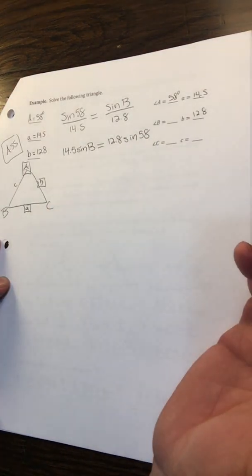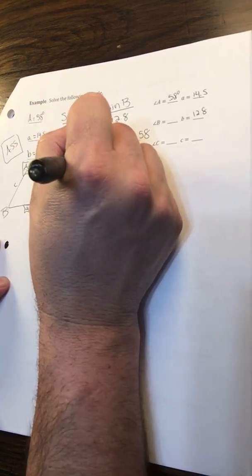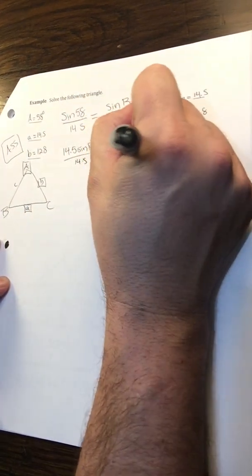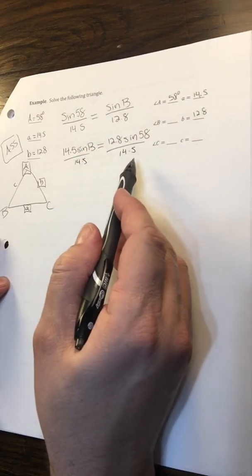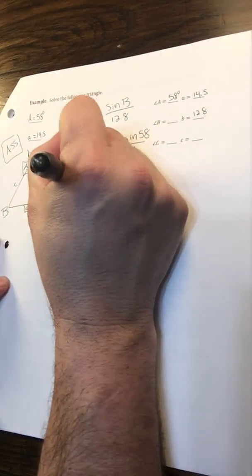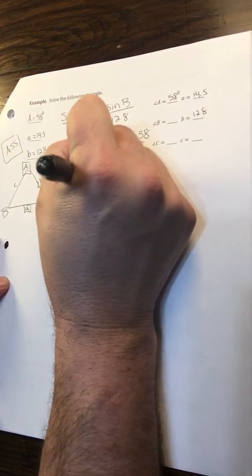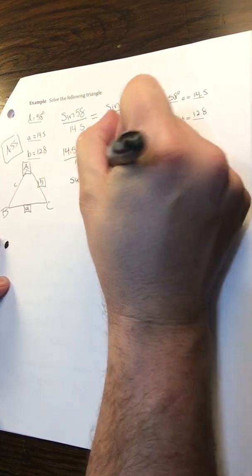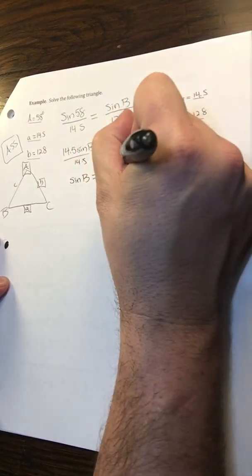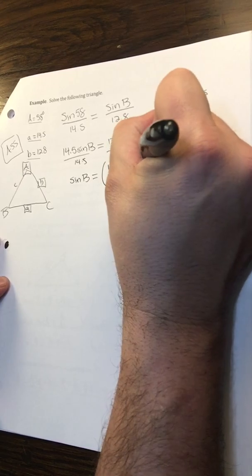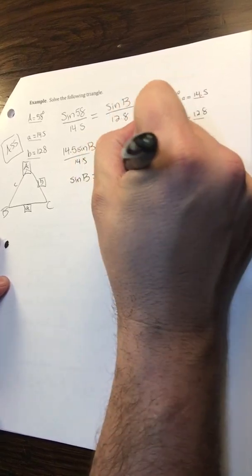That's really what that would be doing. So I'm going to divide by 14.5 on both sides, and I want you to see what happens. I mean, that's the same thing we were doing earlier, but we were dividing by something else. Okay, so I get the sine of angle B is equal to 12.8 times the sine of 58, and it's all over 14.5.